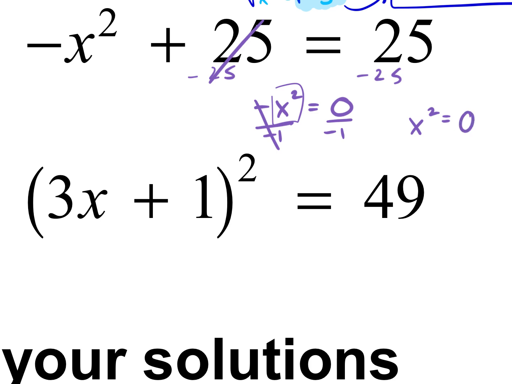And then what do we do? Take the square root. What's the square root of 0? 0. So x is equal to 0.